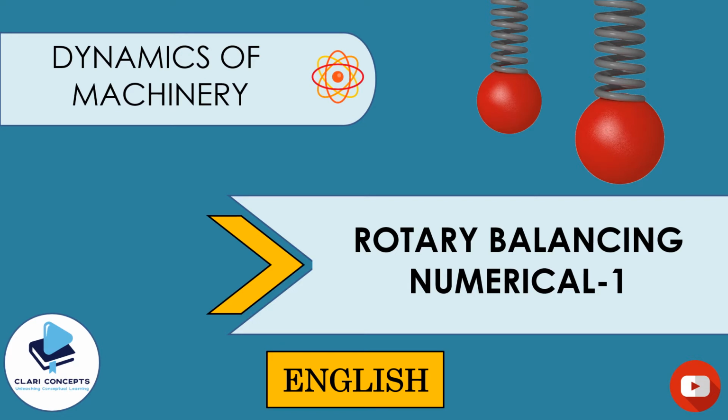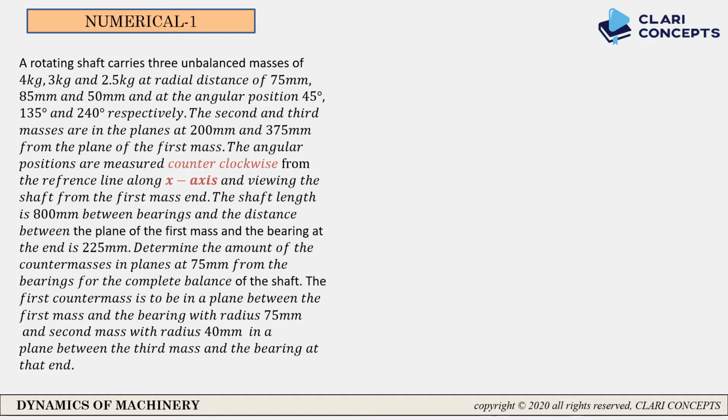Already we have seen the rotary balancing method, which is of four types. Now we will solve numericals on rotary balancing, which have three types. In today's session we will discuss the first type. So let's start. Here you can see the question.